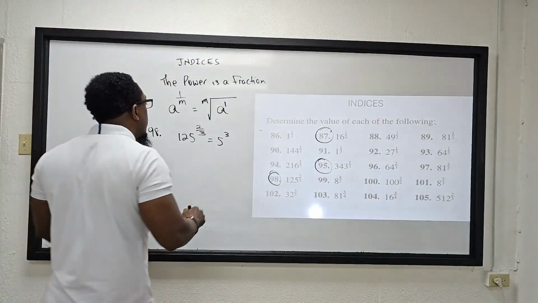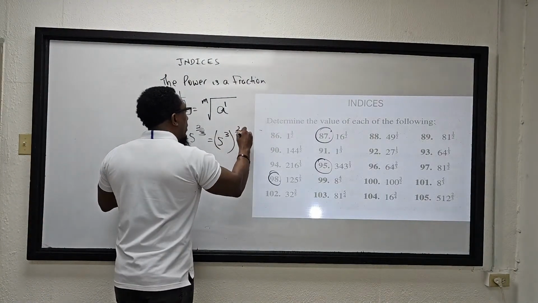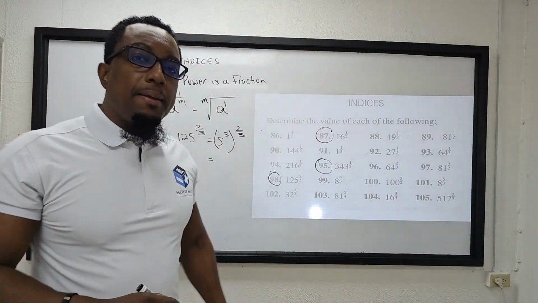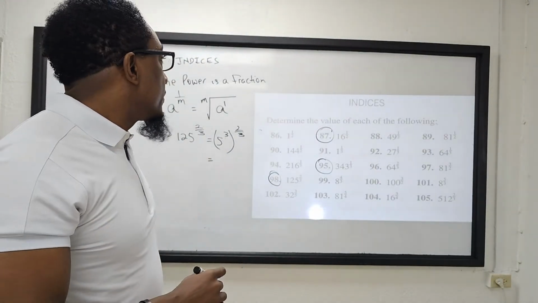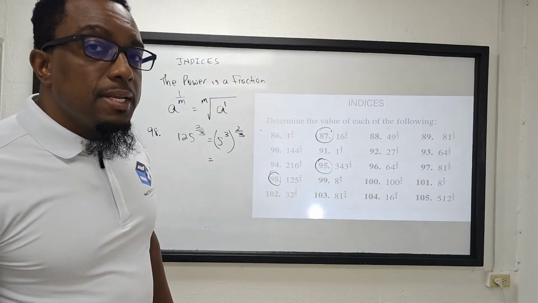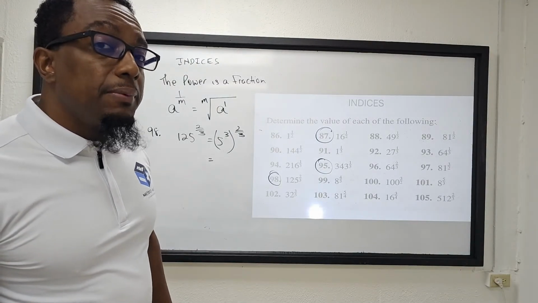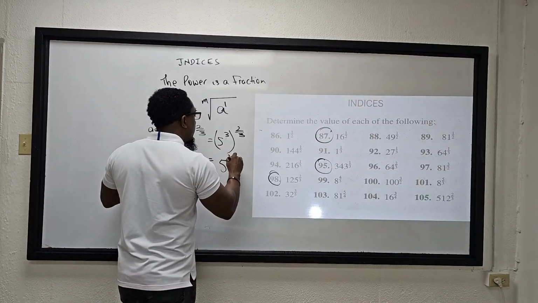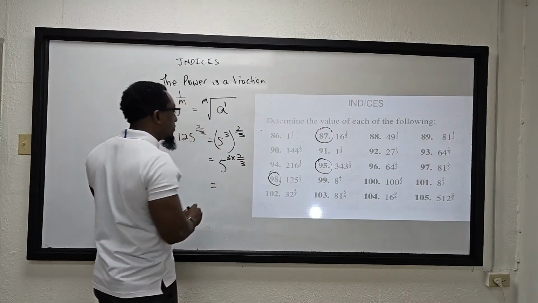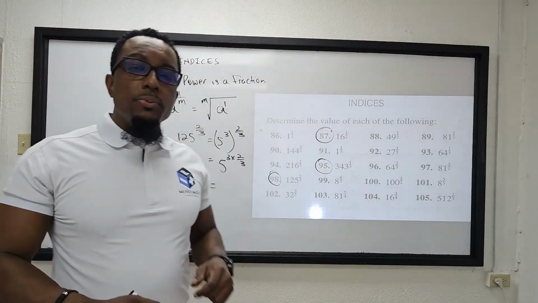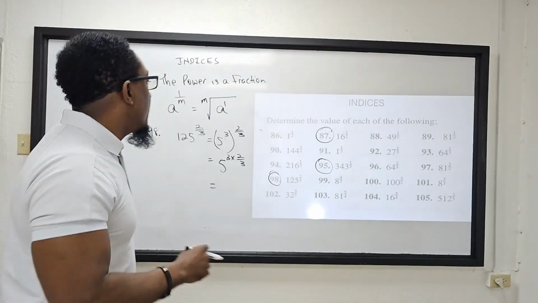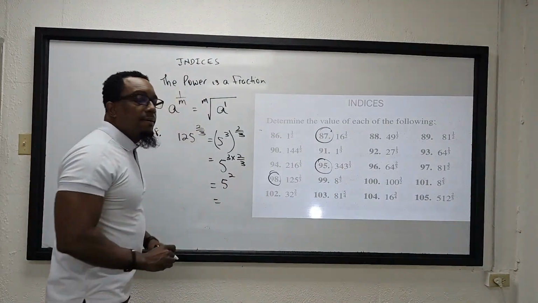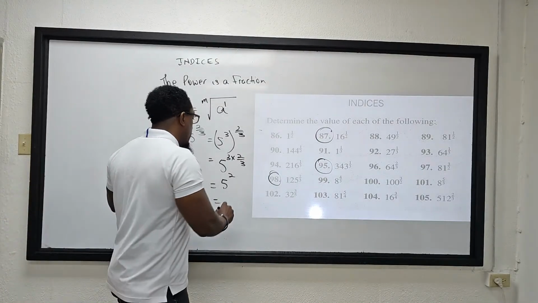So 5 cubed, to the power of 2 thirds. And I'm going to apply my law of power to a power. I'm going to take the power outside, 2 thirds, and I'm going to multiply by the power within, which is 3. So I'm going to get 5 to the power of 3 times 2 thirds. 3 times 2 thirds will give me 2, so I'm going to get 5 squared, which is 5 by 5 to give me 25.